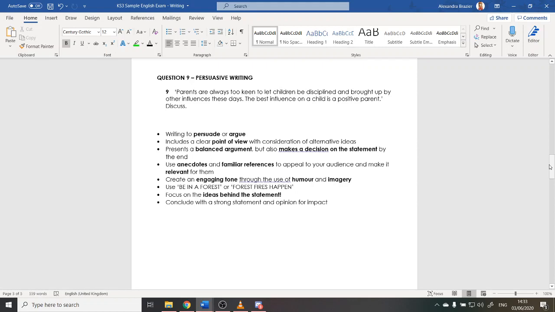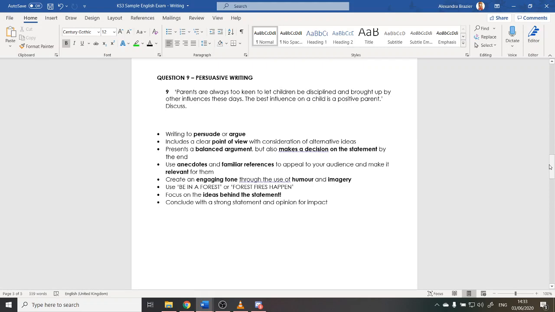So if you say, actually, no, the best influence on a child isn't a positive parent, you need to be able to come back at somebody who would say, actually, I disagree. You've got to have a balanced argument and consider both sides. But we do also want you to make a final decision by the end of your writing.